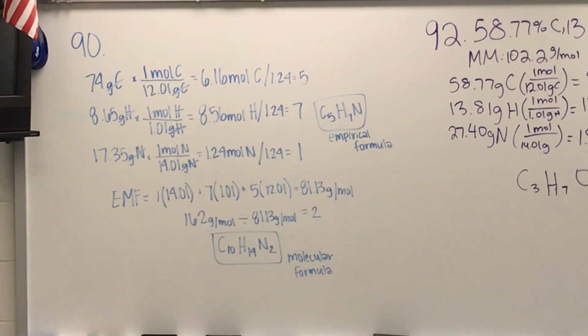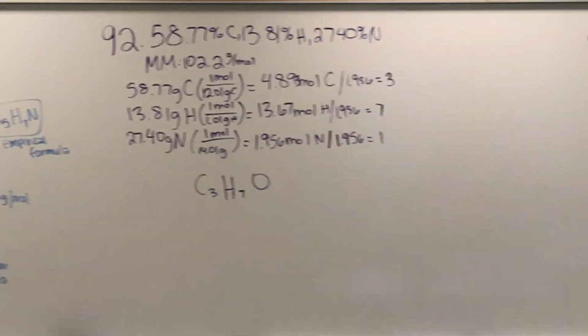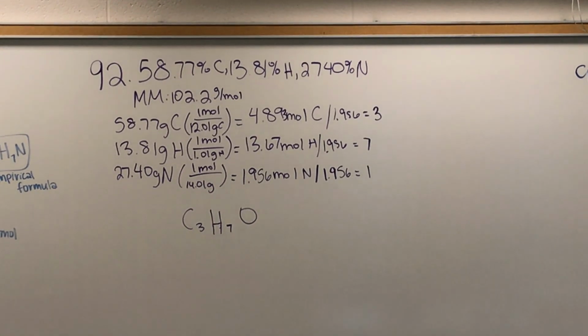But in order to determine whether or not it's a whole number ratio, you divide by the smallest value. Smallest value is 1.24. That gives you a ratio of 1 to 5 to 7. Well, that finds the empirical formula. So then she found the empirical formula mass being 81. The 162 is given in the problem, and you divide by the 81, so that's 2. So the molecular formula is twice the empirical formula, so it's C10H14N2. Okay? Same basic thing now on number 92.